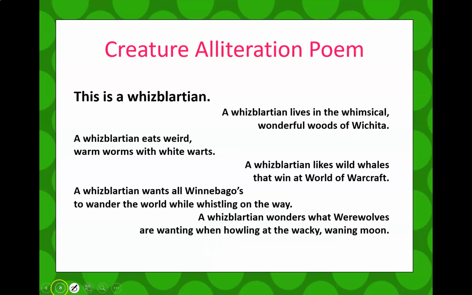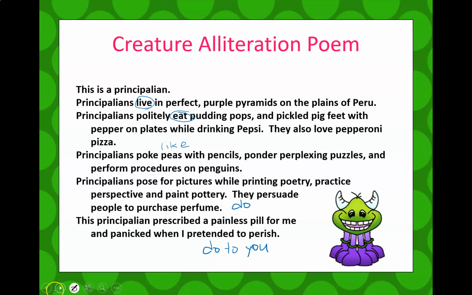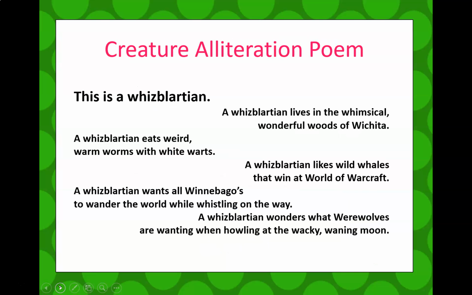So the silly one that I wrote up, and like I said, mine's a whole lot shorter. What I did with mine is I tried to be kind of creative with the way that I wrote it. So it says, this is a Whizblartian. A Whizblartian lives in the whimsical, wonderful woods of Wichita. A Whizblartian eats weird warm worms with white warts.